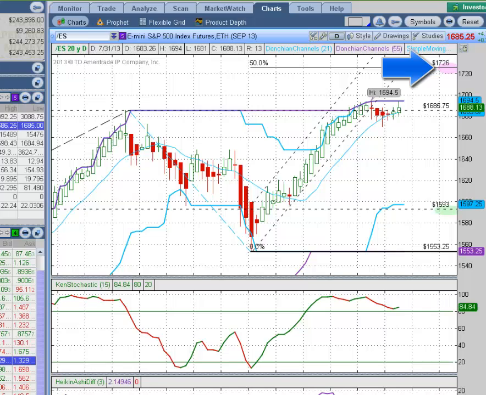Resistance is at 1726 as seen by the light pink oval. Support remains at 1593 as seen by the light green oval.